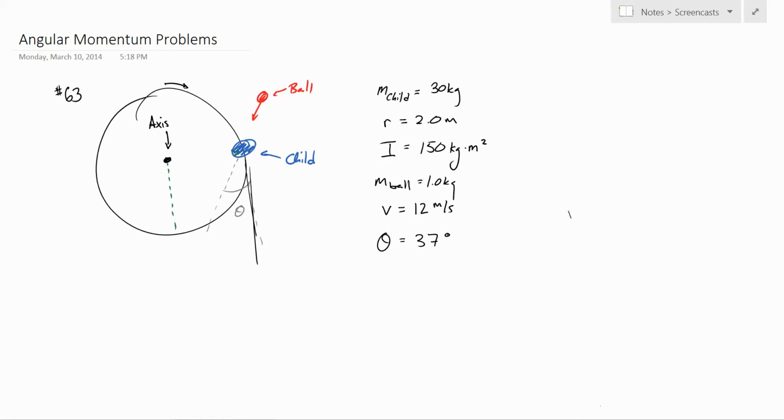And so the question is asking, what is the angular speed of the merry-go-round just after the ball is caught? Apparently the child is firmly adhered to the merry-go-round, so the child catches the ball, and because the ball was moving, the child will start moving, and because the child is attached firmly to the merry-go-round, will begin to rotate. So we need to ask, what has angular momentum here?